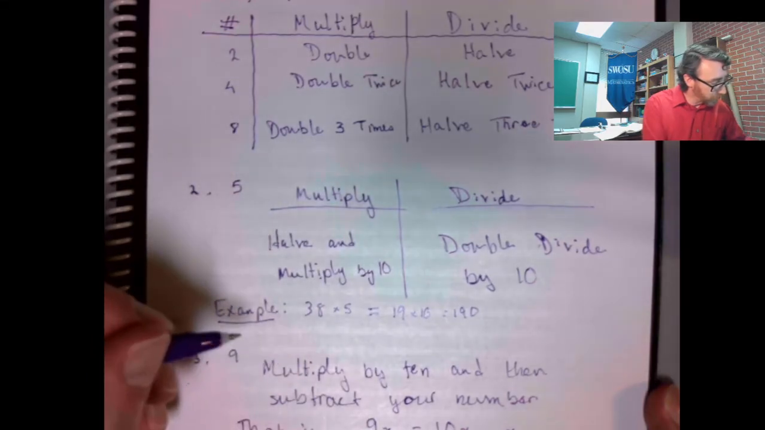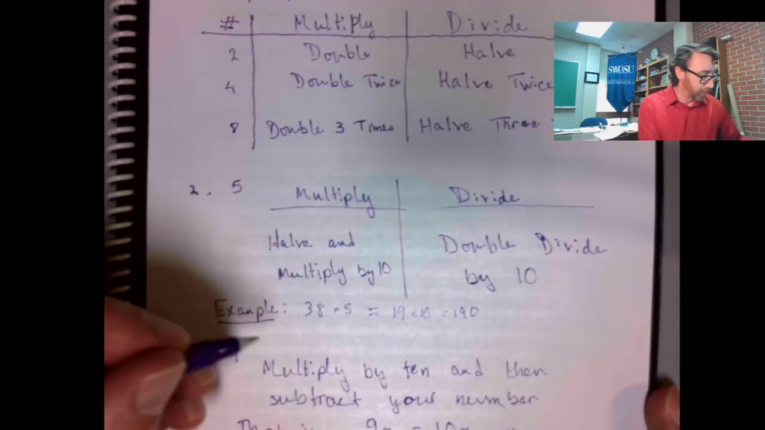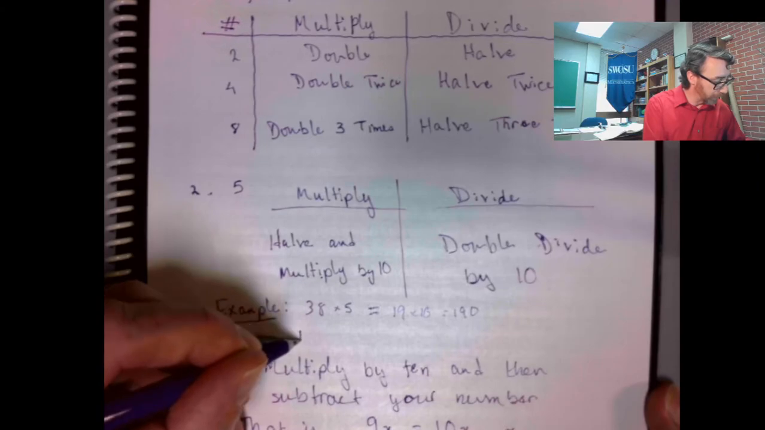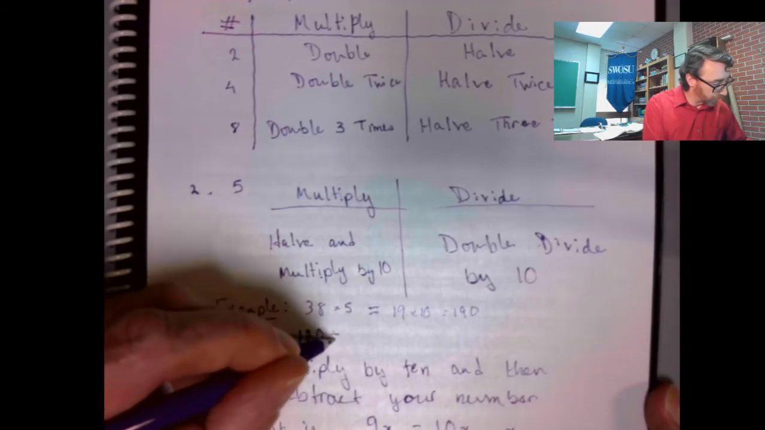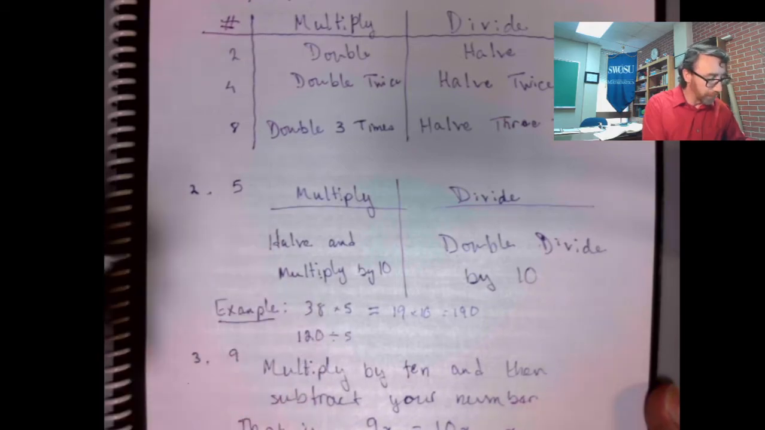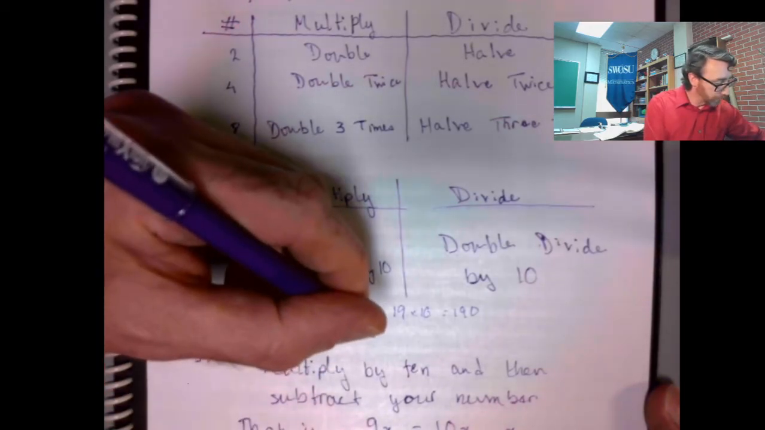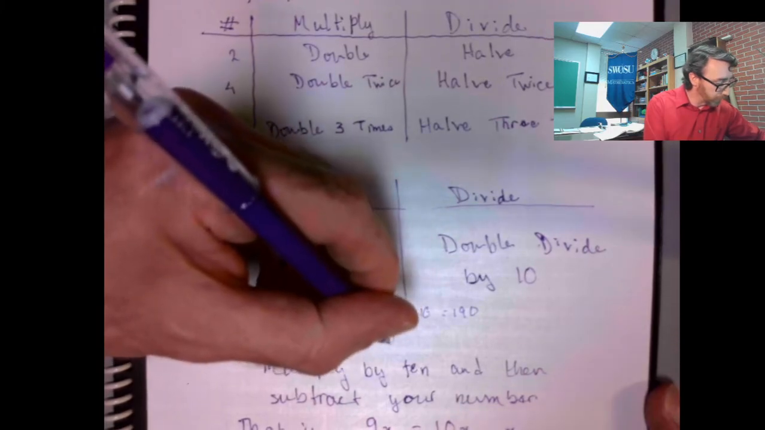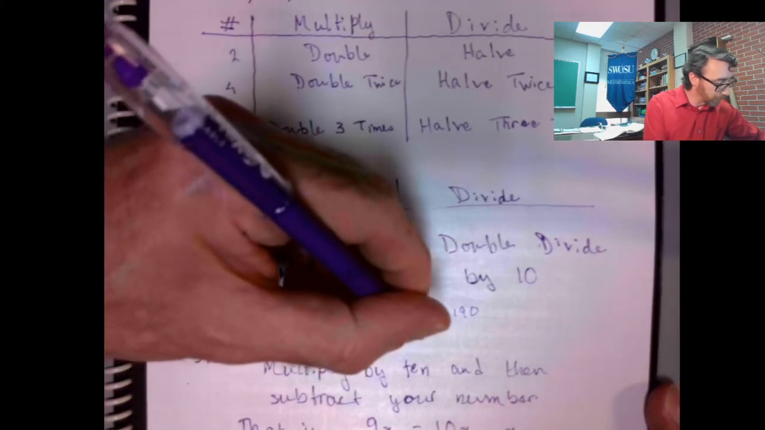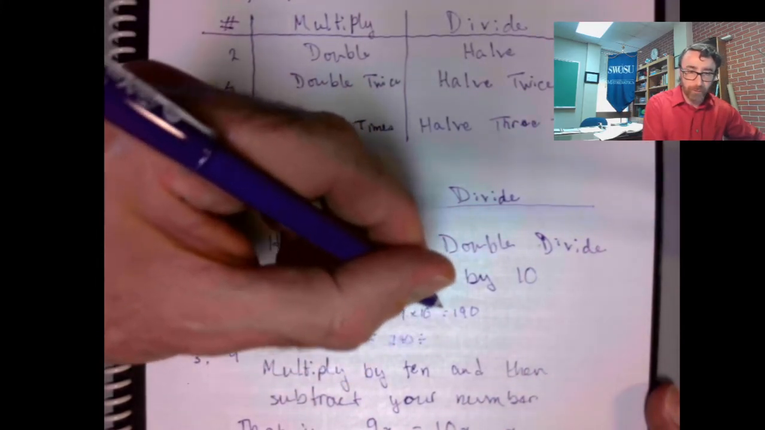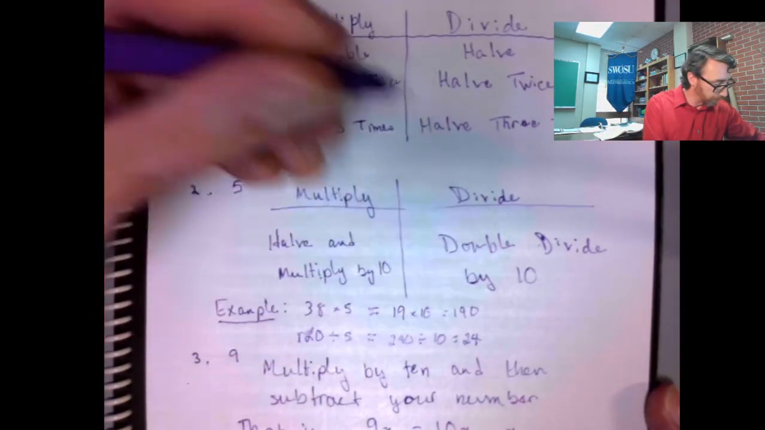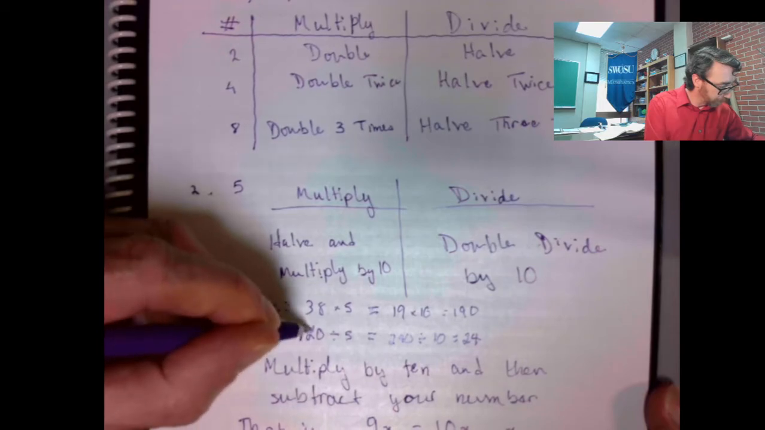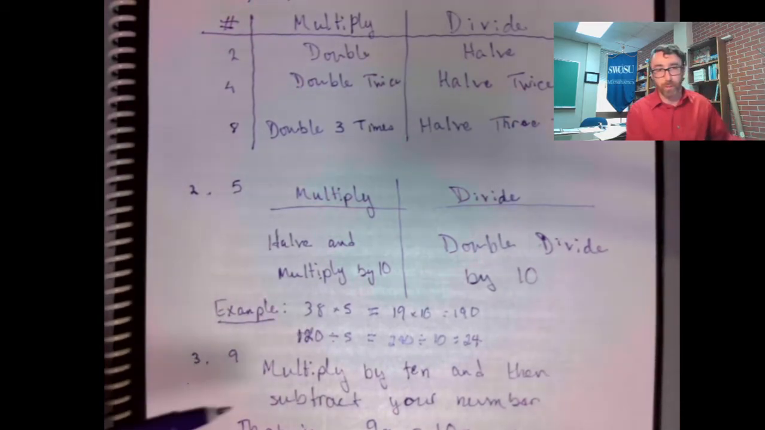190. Okay, let me think of a number that I can divide by 5. Okay, 120. We've got to take that and divide by 5. Okay, double this, 240. And then we're going to take that and divide it by 10. Okay, so 24. So 120 divided by 5 is 24.